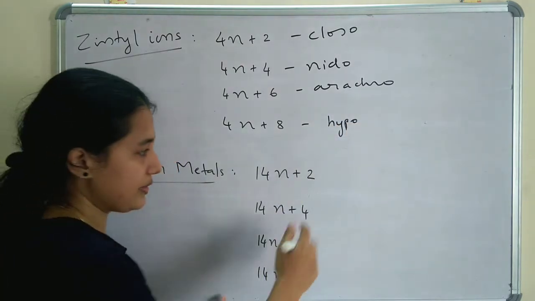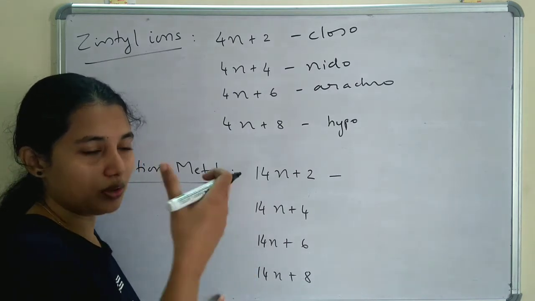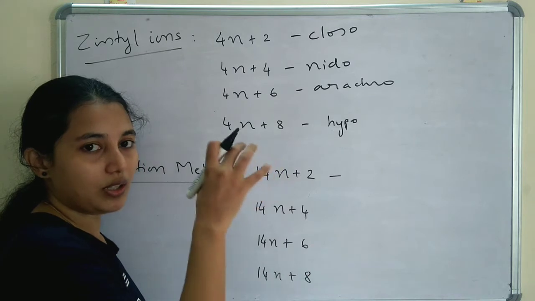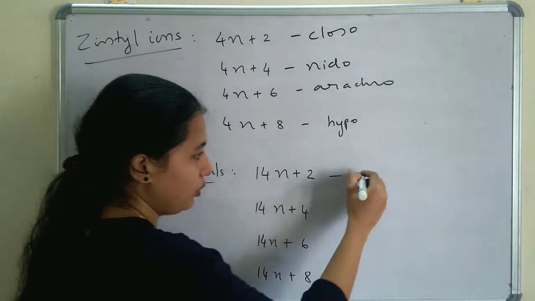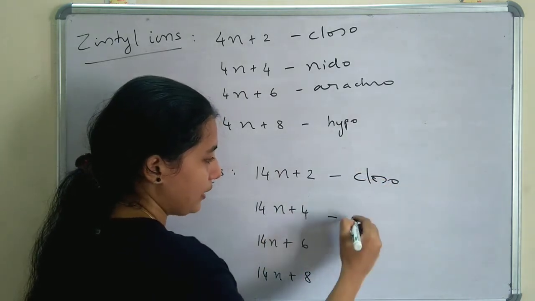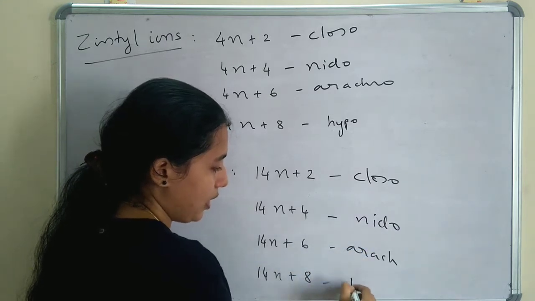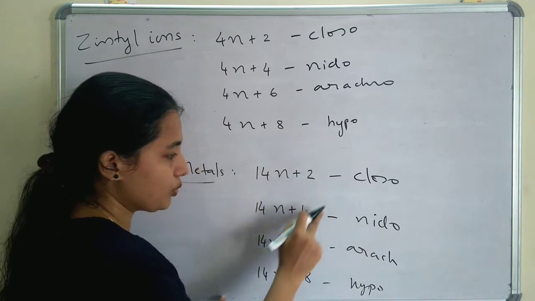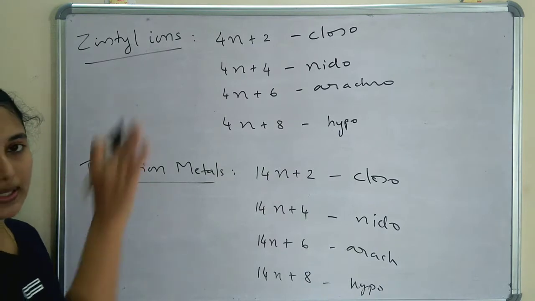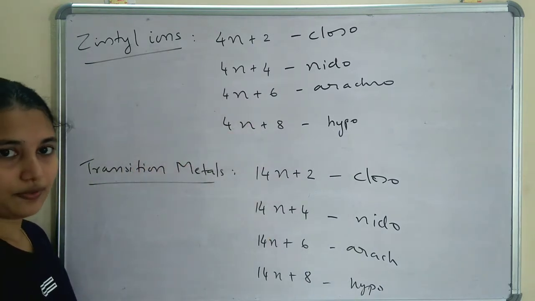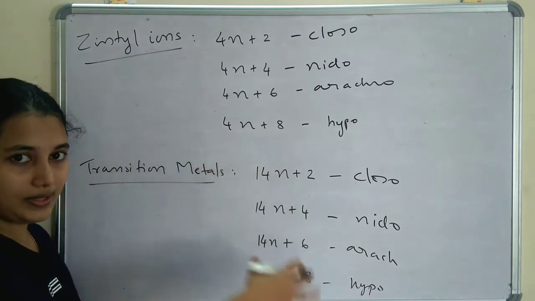Similarly, for transition metals, if a transition metal complex is given and we have to find whether it is Closo, Nido, Arachno, etc., then we count the electrons and come to a formula. If it is 14n+2, then it is Closo. If it is 14n+4, then Nido, 14n+6 Arachno and 14n+8 Hypo. So these are the formulas for Zintl ions and transition metals, and for boranes, BnHn+2, +4, +6, +8, etc.